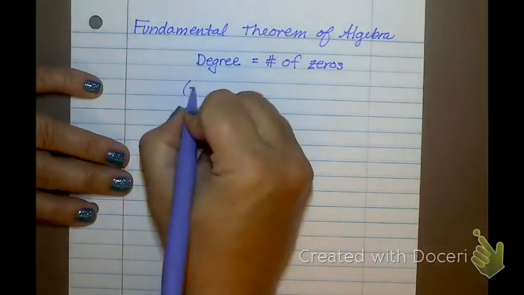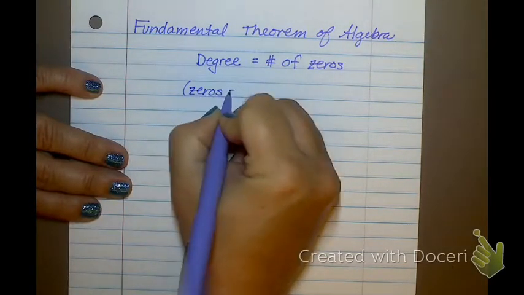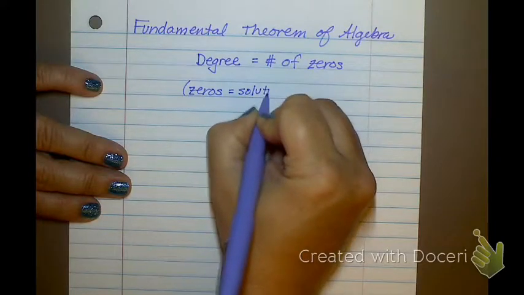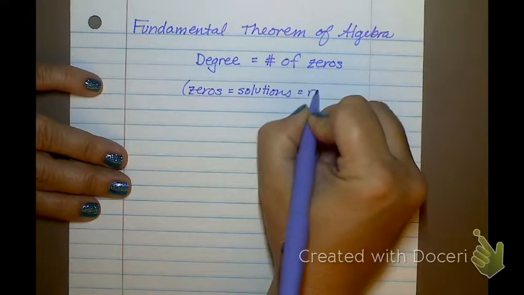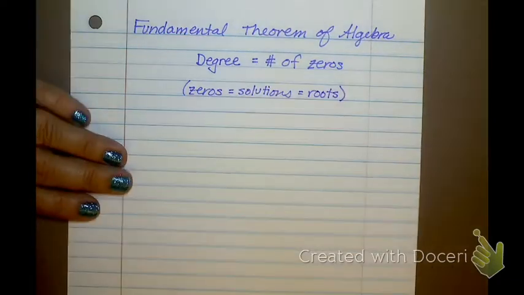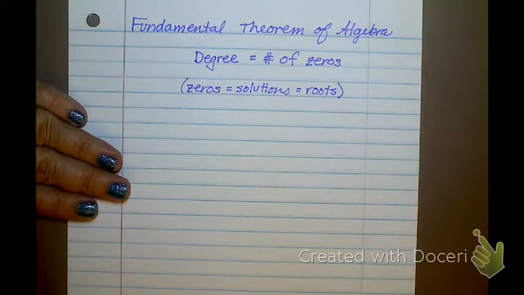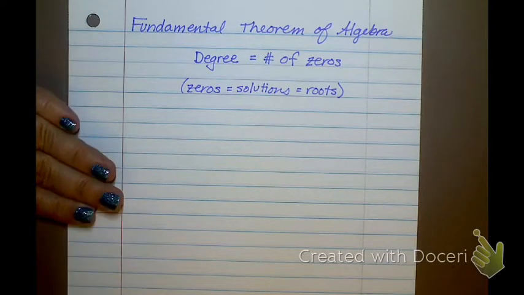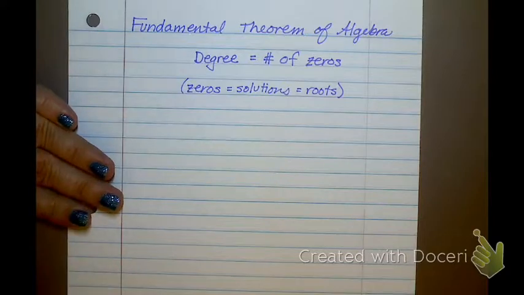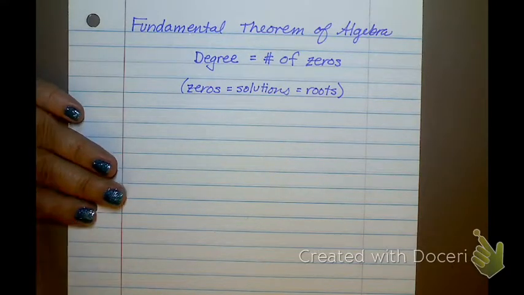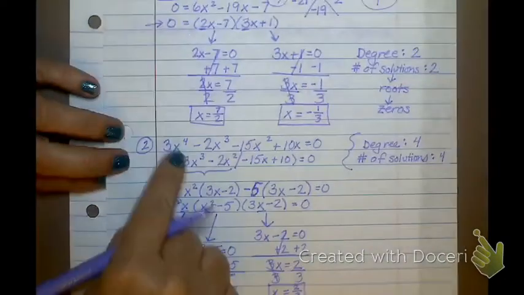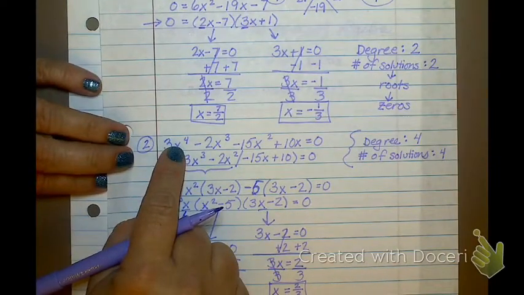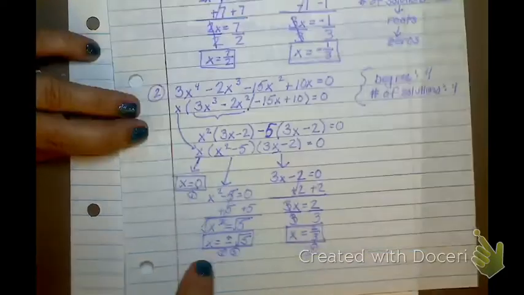By the way, zeros, solutions, roots, those are all terms for the same thing. So as you're going through your homework, those are the only 2 examples I have for you today, because I guess we're starting out easy. We're not getting too crazy yet. But we're going to get to ones that maybe are a 5th degree, and we're going to have to figure out what to do with them to get all 5 answers.